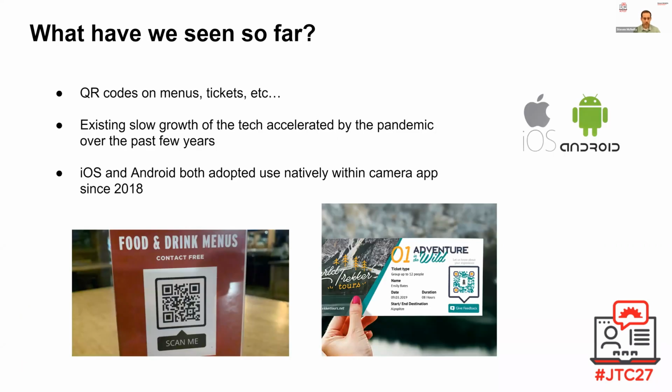So QR codes have been around for quite some time. They were a slow growth technology, which ramped up quite rapidly in 2018 when iOS and Android phone systems adopted the use natively within the camera app. So you could take a picture or scan a QR code with the phone camera and then immediately go to that link or that source of information.